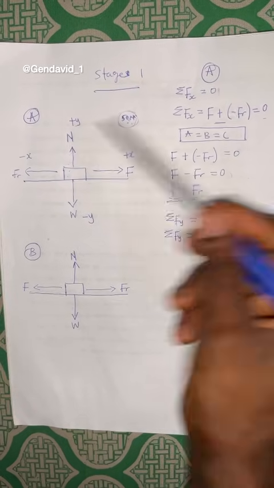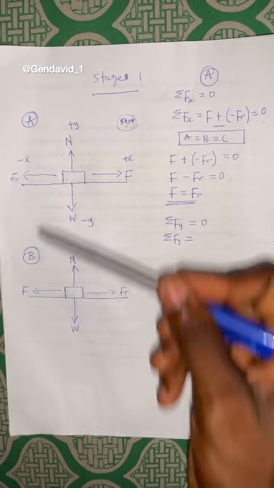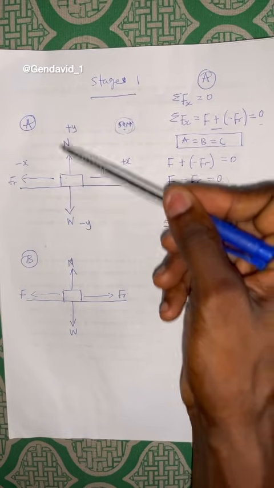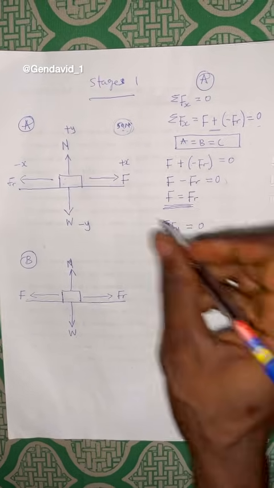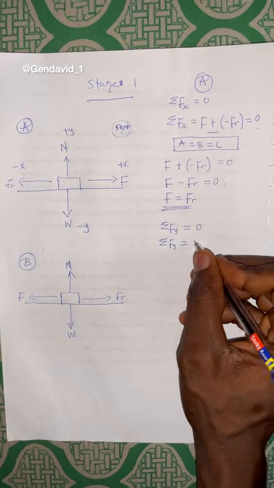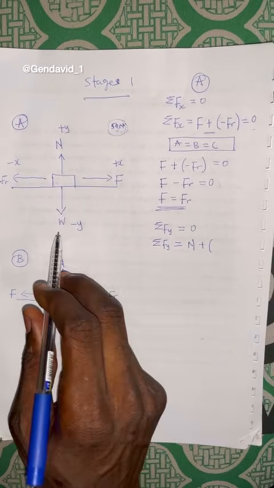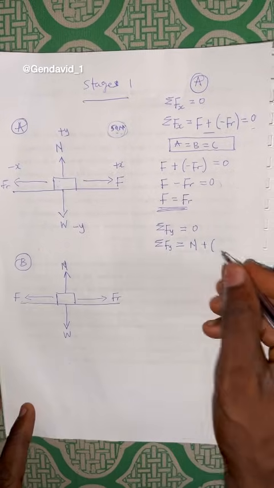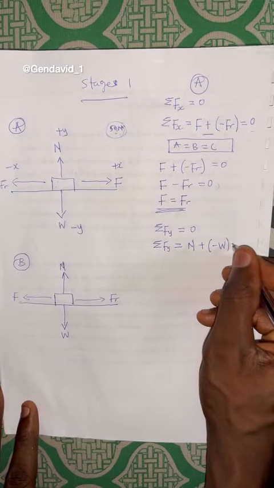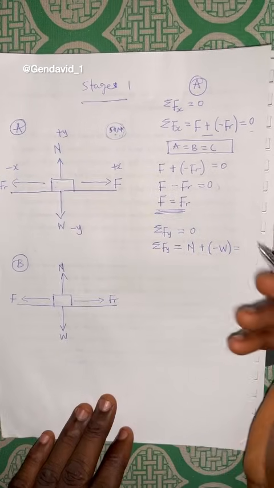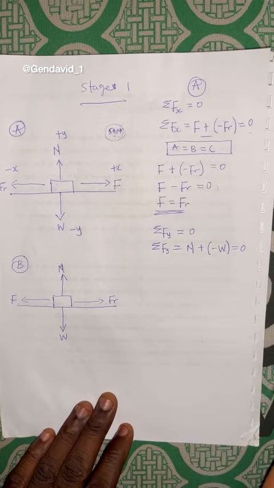You can see I'm still explaining A here. I've not moved to B. So for the forces vertical here, we have the N, but N is working towards the positive y. So I have positive N, then plus, in brackets, the weight is working towards negative. So I have it to be minus W. Since the summation of the forces is equal to 0, I have this to be equal to 0.